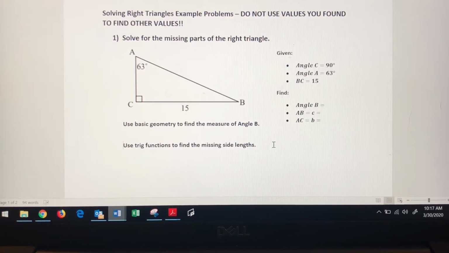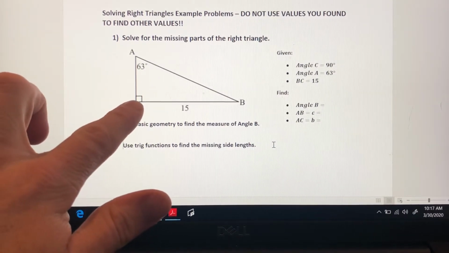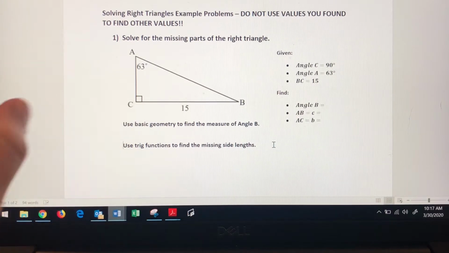All right, this video goes along with the SOHCAHTOA notes on solving right triangles. Solving right triangles just means we're going to find the missing parts. So you're going to be given at least 3 values. You're going to be given the right angle because you have to know it's a right triangle that you're dealing with. And you're going to be given 2 other parts.